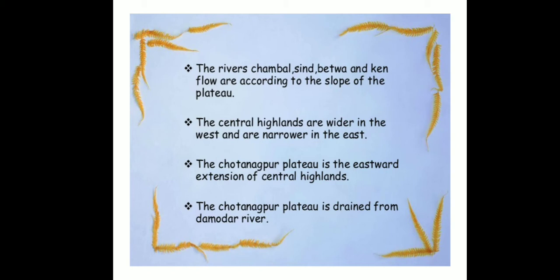The Central Highlands are wider in the west and narrow in the east. That means the Central Highlands are wider in the western direction, and when they move towards the eastern direction, they narrow down. The Chota Nagpur Plateau is the eastward extension of the Central Highlands. The Chota Nagpur Plateau is drained by the Damodar River. That means this Chota Nagpur Plateau has been drained by the Damodar River.